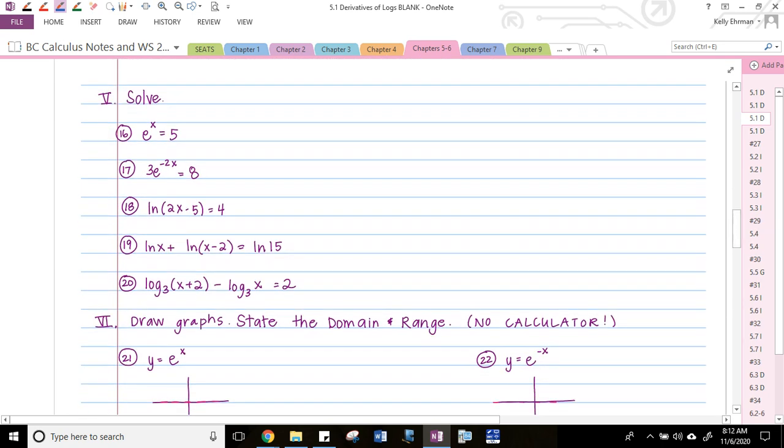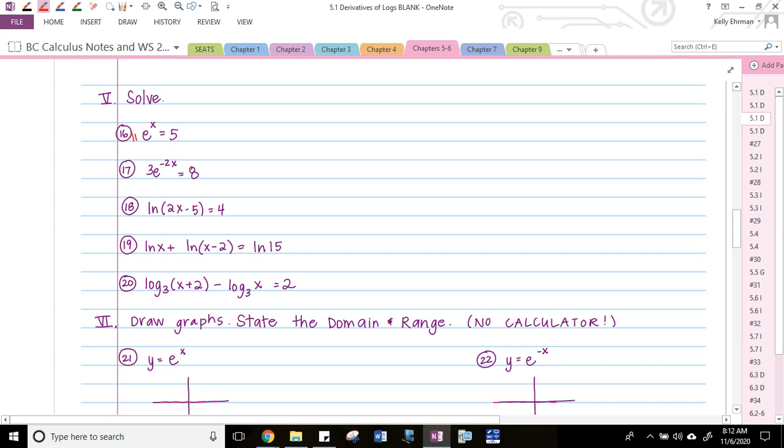All right, and then still review from pre-calc, in Math 3, we want to solve these exponential and log equations. So if it's an exponential equation, you isolate the exponential piece, which it already is for 16. And then there are a couple of ways to think about this, but I always just say, well, the inverse of an exponential is a log.